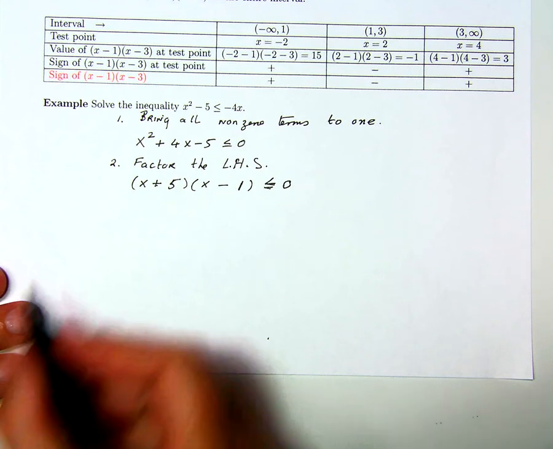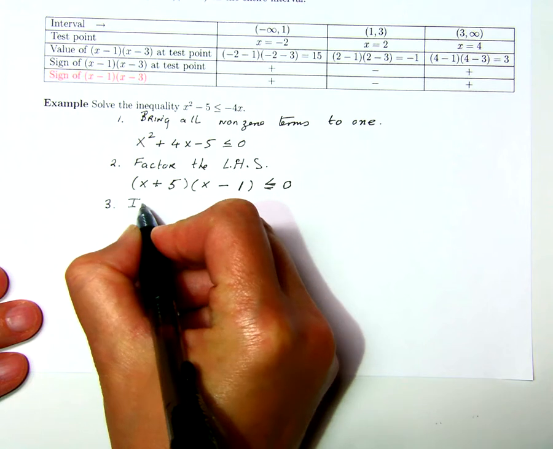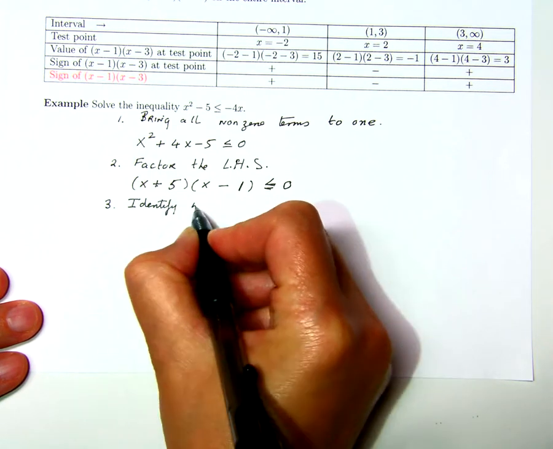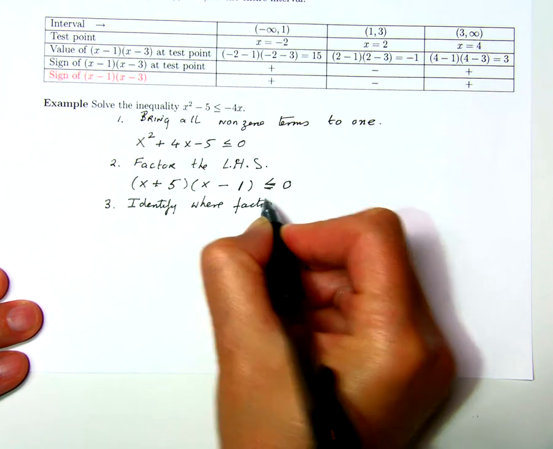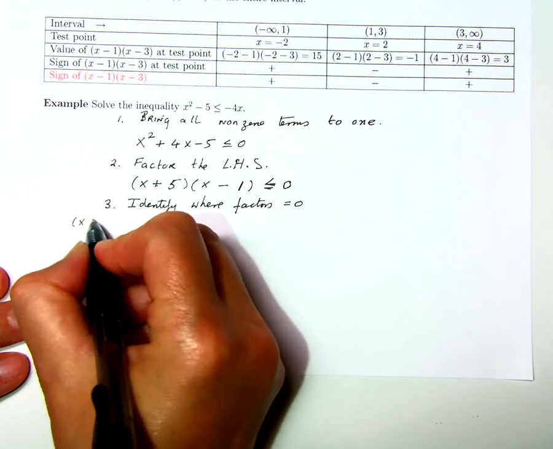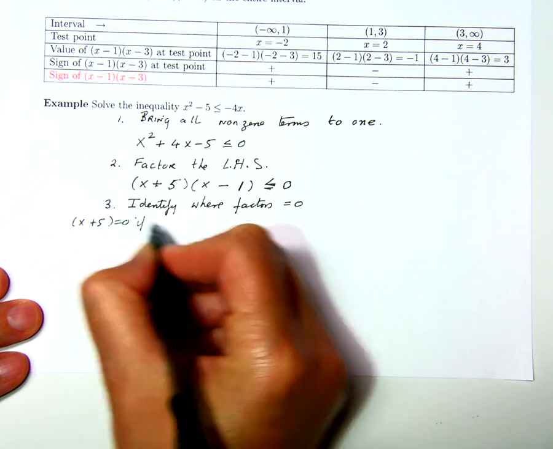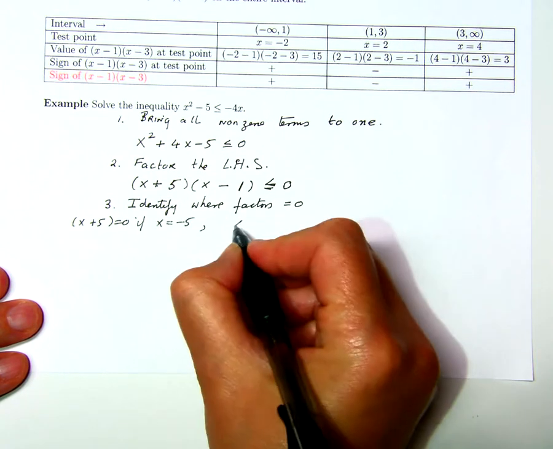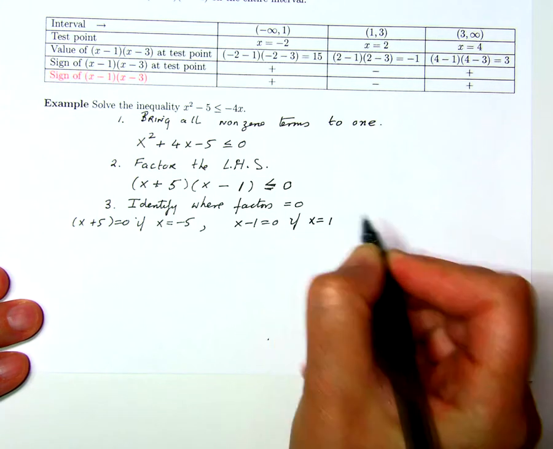And the next step, recall, was to identify where the factors equal 0. And x plus 5 equals 0 if x equals minus 5, and x minus 1 equals 0 if x equals 1.